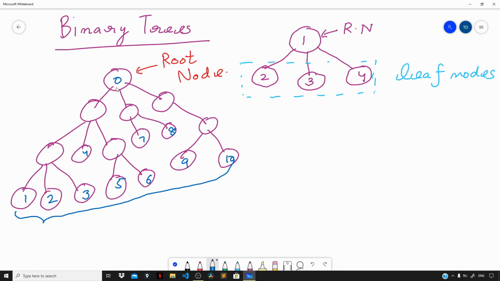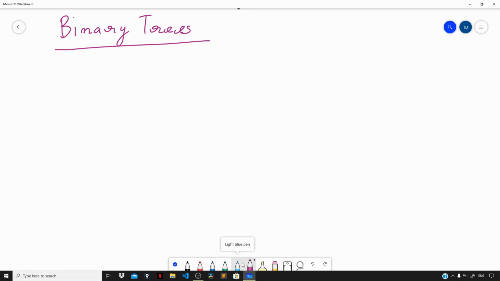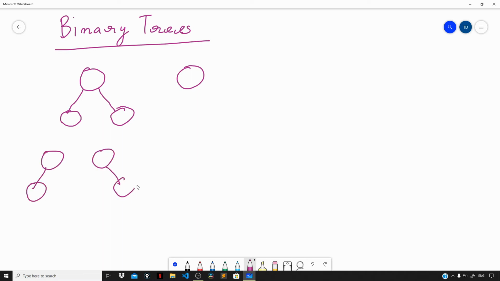So now let us move forward and understand the concept of binary trees. Now we know what a tree is. Let us understand about binary trees. A binary tree is a tree whose elements have at most 2 children. So this node can have at most 2 children. Let us take one child, and this is also a binary tree. If you take 2 children for this node, this is also a binary tree. Then a single node with no children is also a binary tree. So all these are binary trees, right?